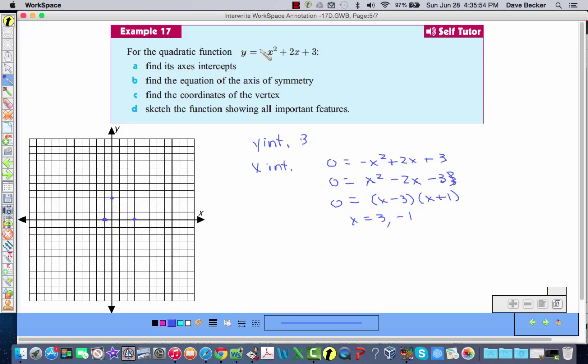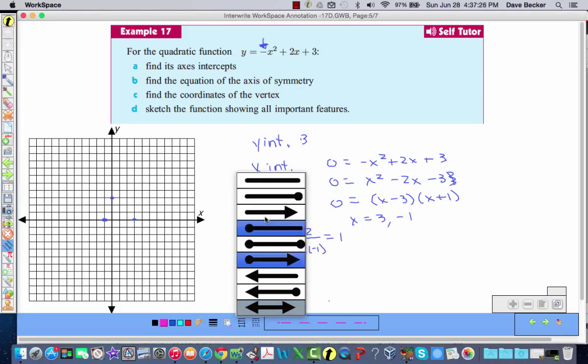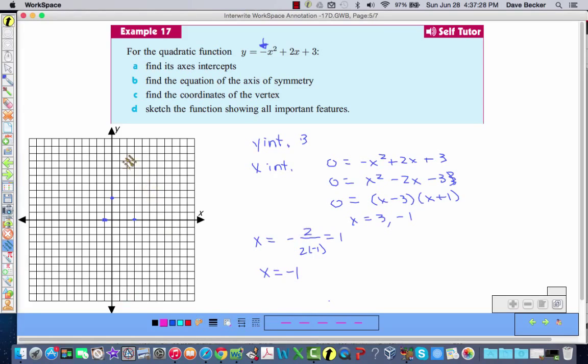And we know this parabola is opening downwards. The axis of symmetry is going to be x equals negative b over 2a, 2 times -1. So the axis of symmetry, we have a -2 over a -2, which is a positive 1. Let me go ahead and draw that in there, the axis of symmetry. I'm not going to put arrows on it. Let's just do it like this, and I got my dashes.